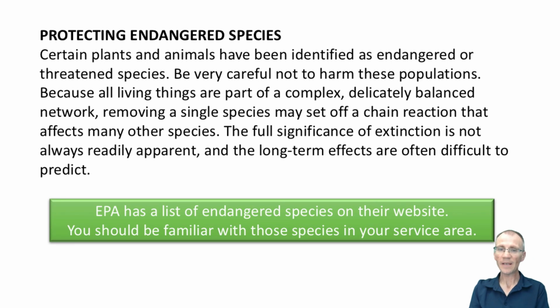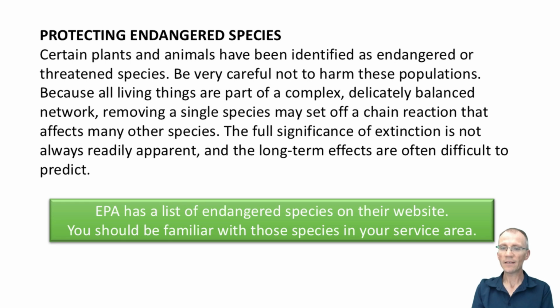Protecting endangered species. Certain plants and animals have been identified as endangered or threatened species. Be very careful not to harm these populations. Because all living things are part of a complex, delicately balanced network, removing a single species may set off a chain reaction that affects many other species. The full significance of extinction is not always readily apparent, and the long-term effects are often difficult to predict.